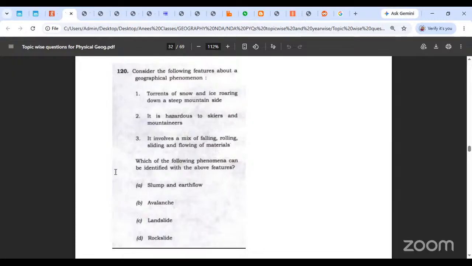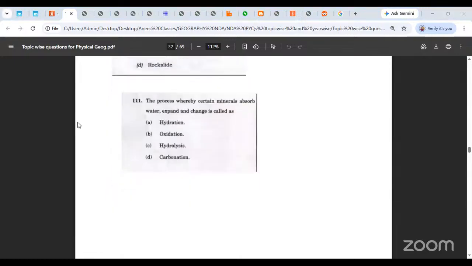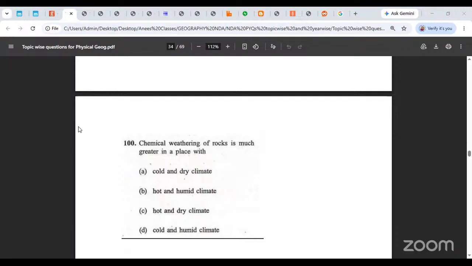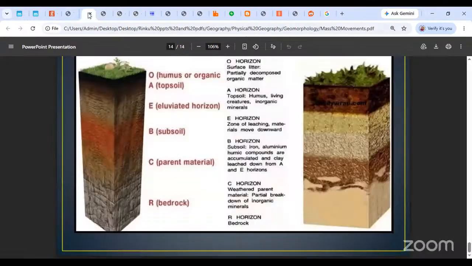Slump and earth flow, avalanche, landslide, rock slide. Avalanche, this is an avalanche. Snow and ice अगर बहुत तेजी से नीचे की तरफ आ जाए तो it has to be an avalanche. Okay, it can be triggered by volcanic eruptions, it can be triggered by earthquakes, it can be triggered by a gunshot. Bond movies will tell you that. Okay, ठीक है. And we are done. ठीक है. Moving on to the next part.